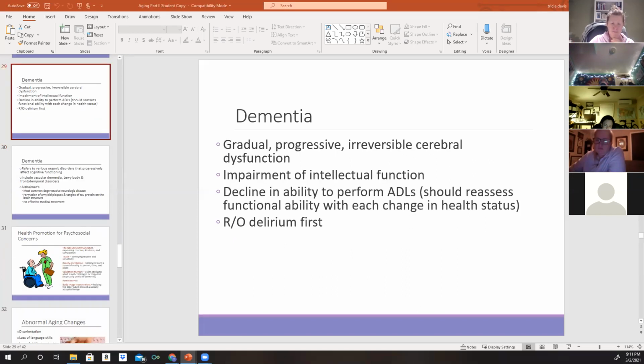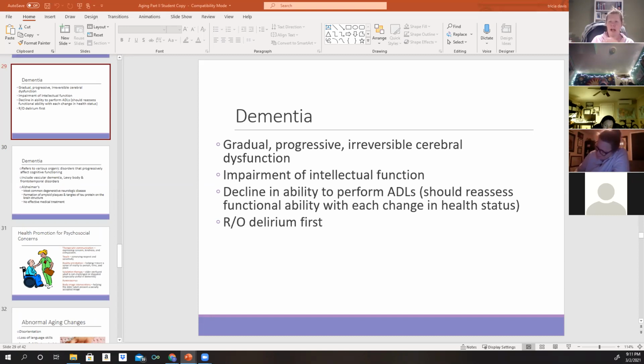So dementia. The most common form of dementia that we see in our patients is Alzheimer's. It is the most common degenerative neurologic illness, and it is the most common cause of cognitive impairment in these older adults. It is irreversible. Remember, we said delirium is reversible, dementia is not. It progresses from deficits in memory and thinking skills and eventually leads to an inability to perform basic self-care, so your ADLs.